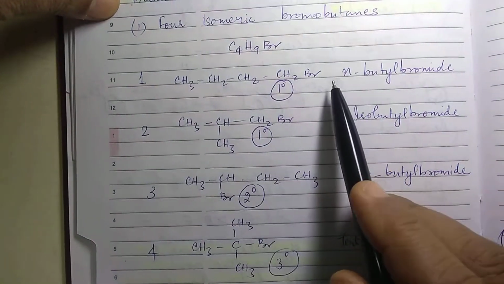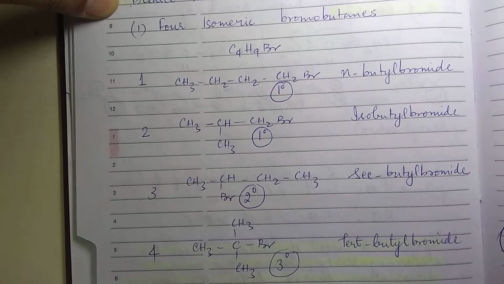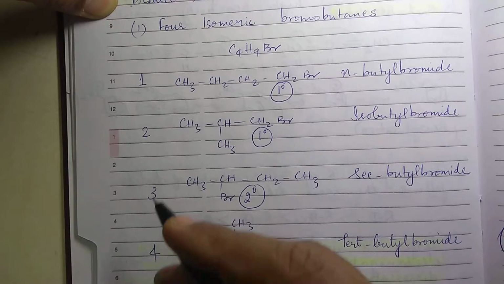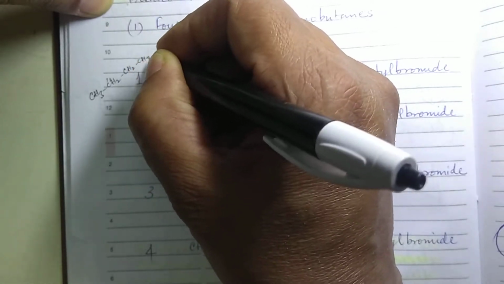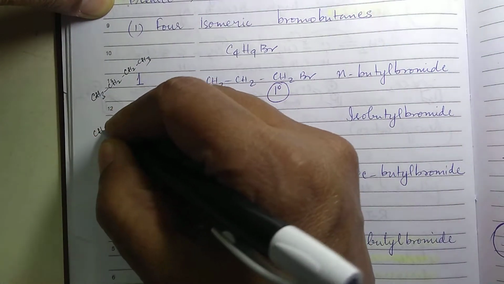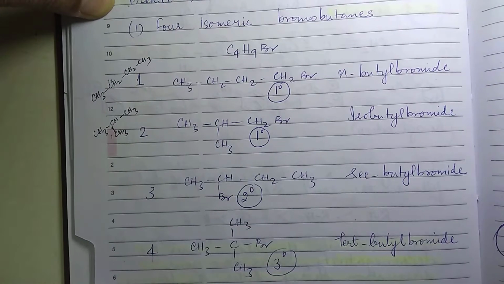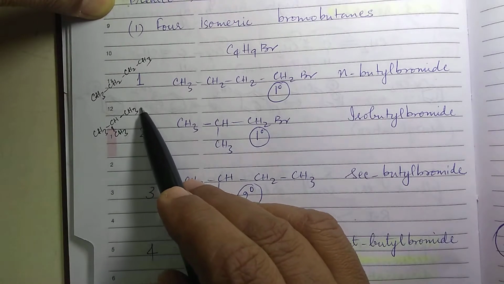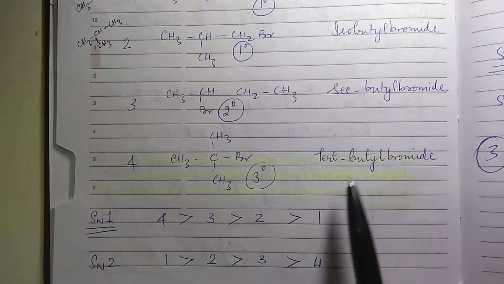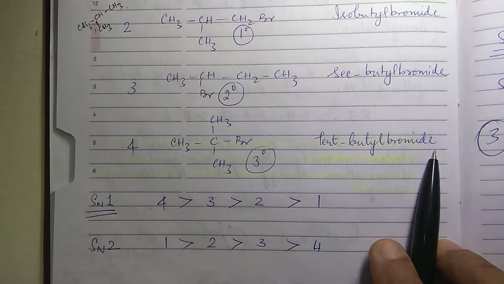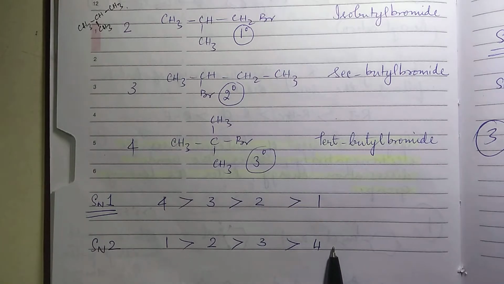The isomers are n-butyl bromide and isobutyl bromide. Try to recollect how you used to write butane and isobutane. Butane was a simple 4 carbon chain. This is n-butane. What is isobutane? Isobutane is 2-methyl propane. So the corresponding isobutyl group will be 1 hydrogen short. So this is isobutyl group. So isobutyl bromide, then sec-butyl bromide and tert-butyl bromide. And the order of reactivity, if it is SN1, this is the order. If it is SN2, this is the order.